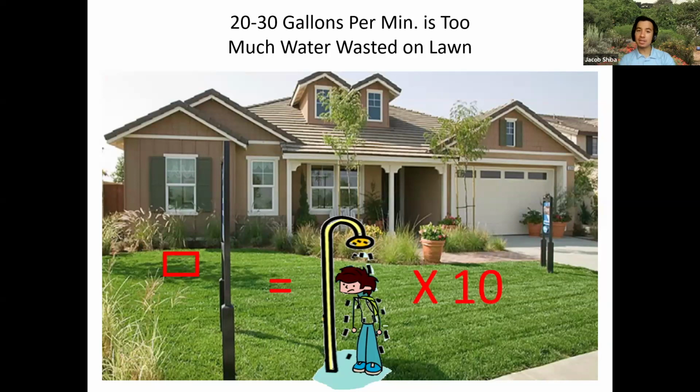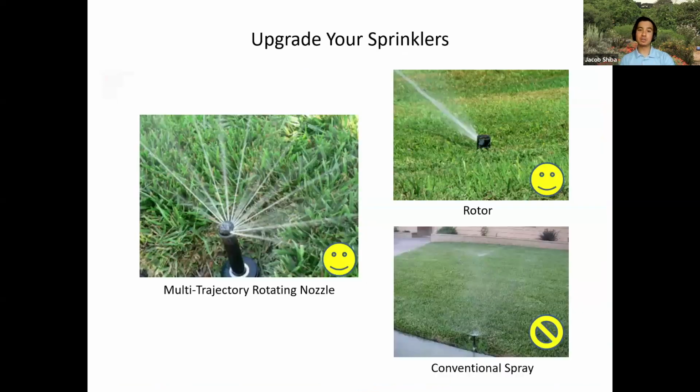Now, if you are going to keep your grass, you want to make sure you're moving away from conventional spray sprinklers into something more efficient, like these multi-trajectory rotating nozzles that you see on the left here. It's very easy to switch these nozzles out. You twist the old nozzle off, twist the new nozzle on, you adjust the throw of it, and that's it. Now you can see the water comes out in these different fingers.